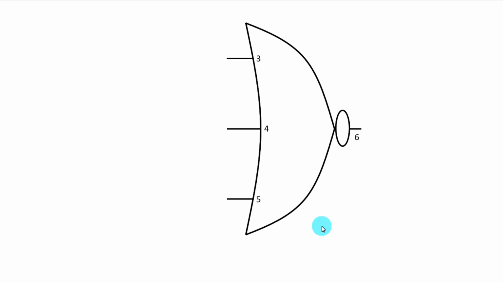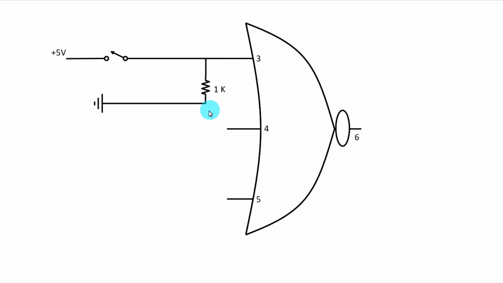To provide inputs, I am going to use a switch. The other side of the switch will be connected to the plus 5V. So whenever we close the switch, it will get an input. As this one is digital IC, so we have to connect a pull down resistor. I already explained why should we connect this resistor. The link is given in the description below. So this resistor is connected to ground.